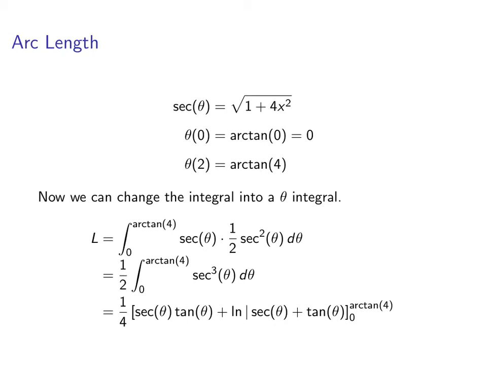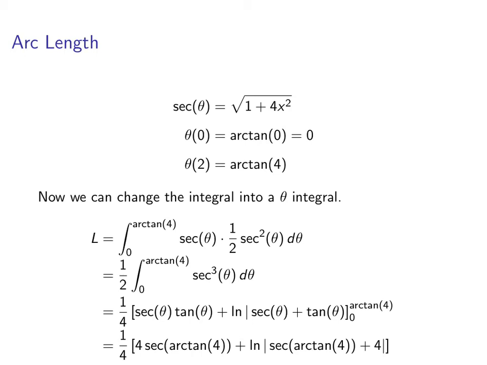All right, so we get 1/4 secant theta tangent theta plus log of secant theta plus tangent theta, evaluated from 0 to arctangent of 4. One thing to note is, why is it 1/4? Well, when we did this originally, there was a 1/2 in there. So now we're going to plug everything in. We just get 1/4 of 4 secant arctangent of 4 plus log of secant of arctangent of 4 plus 4. You know, when you plug in arctangent of 4 into tangent of theta, you just get 4.